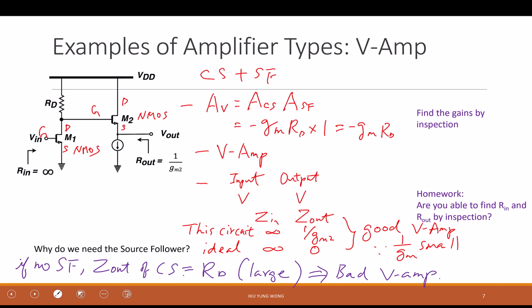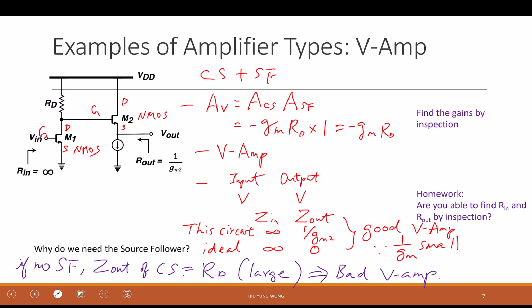So now you see that I have an extra stage. I decouple the output impedance and the gain. So I can make a very large RD, so I have a high gain. And then I have this stage to transform the impedance to a lower output impedance. So now I have a high gain amplifier with a low output impedance, and I have a very good voltage amplifier.